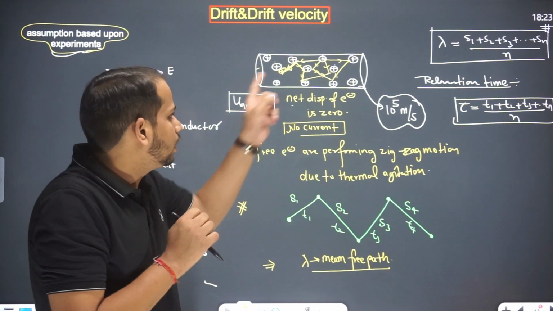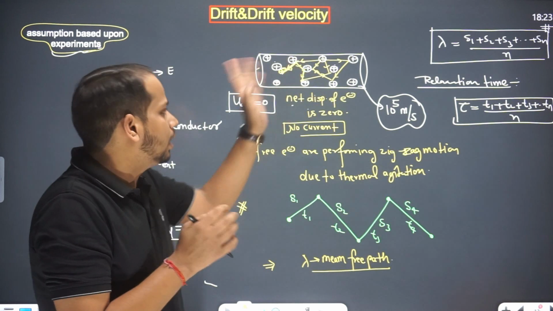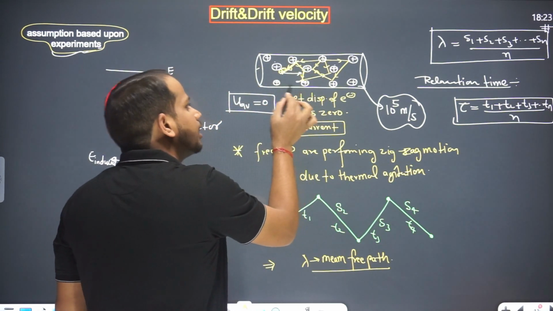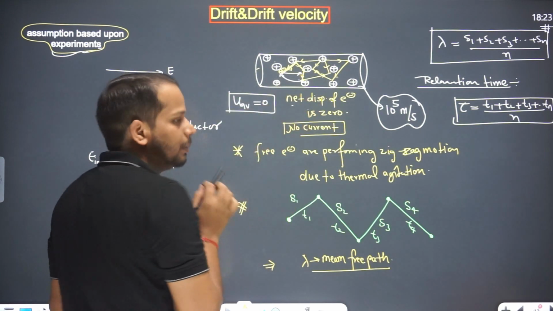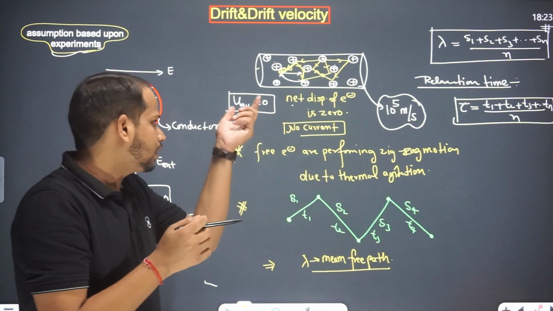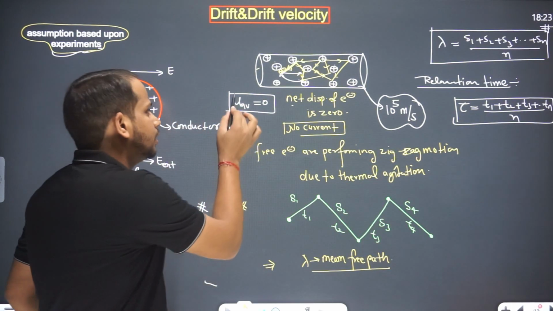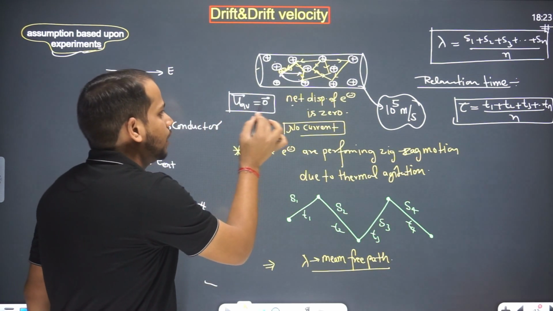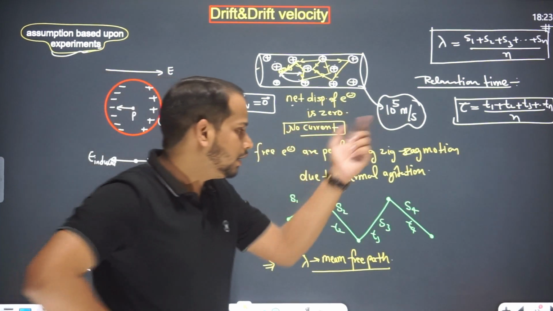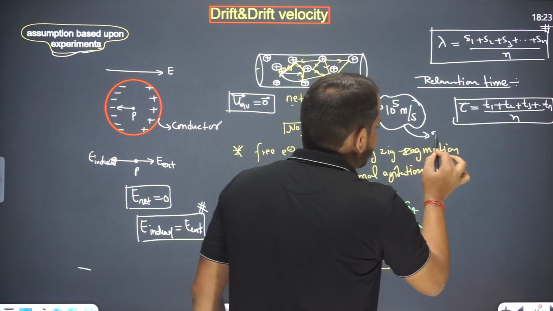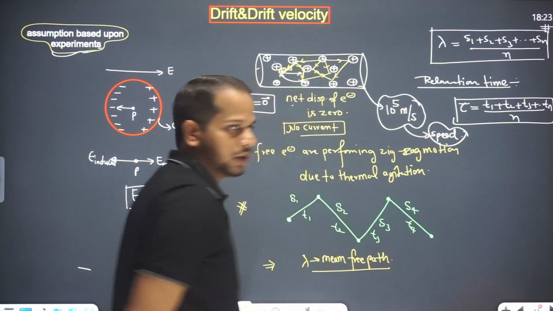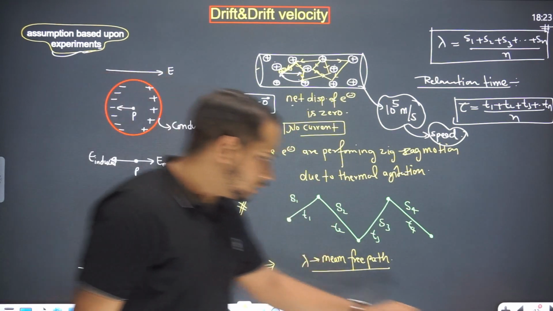So what is happening over here? This electron is moving along this direction, and another electron comes to the same point. That's why we say the net displacement is zero. So the average velocity is zero. This is the order of speed we have, not the order of velocity. The velocity is zero. Now let's see here.